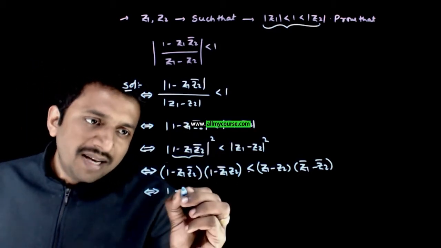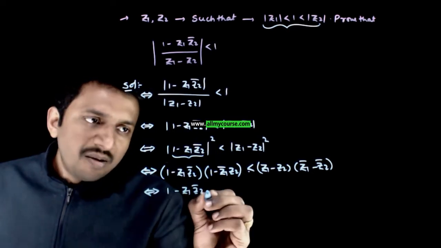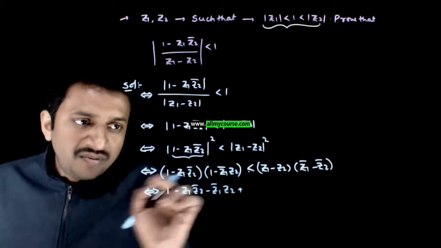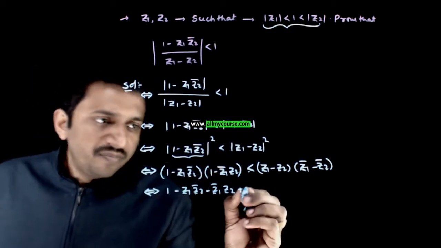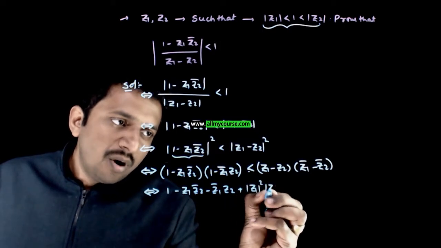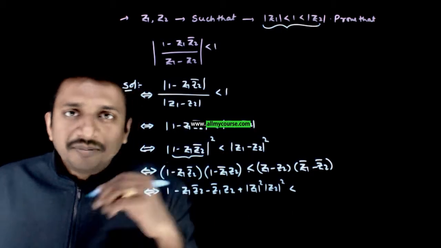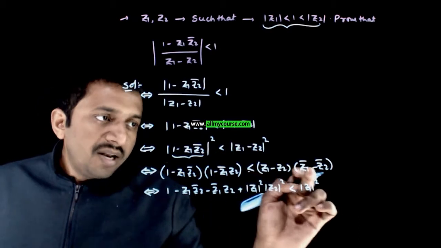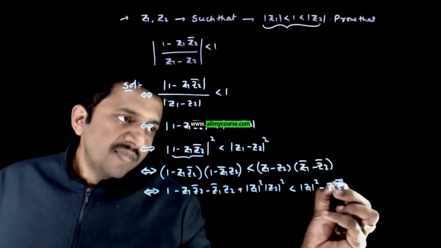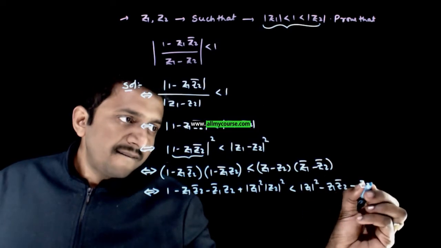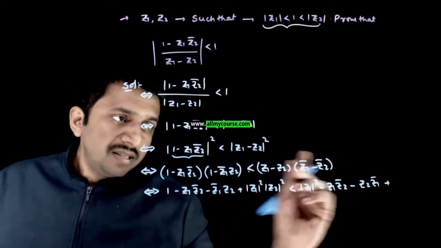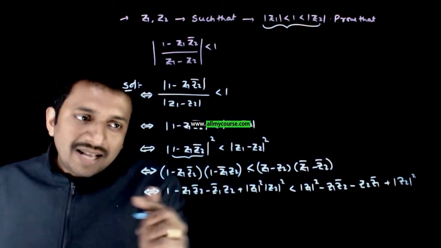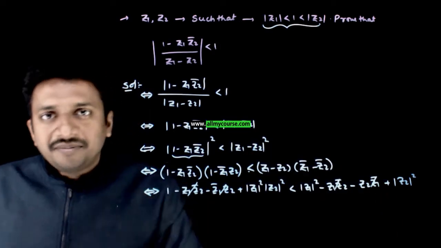So 1 minus Z1 Z2 bar minus Z1 bar Z2 plus Z1 Z1 bar, which is mod Z1 square, into Z2 Z2 bar, which is mod Z2 square. So mod Z1 square into mod Z2 square is less than Z1 Z1 bar, which is mod Z1 square again, minus Z1 Z2 bar, minus Z2 Z1 bar, plus Z2 Z2 bar, which is mod Z2 whole square. Now do you see some cancellations? Yes, these two are getting cancelled.